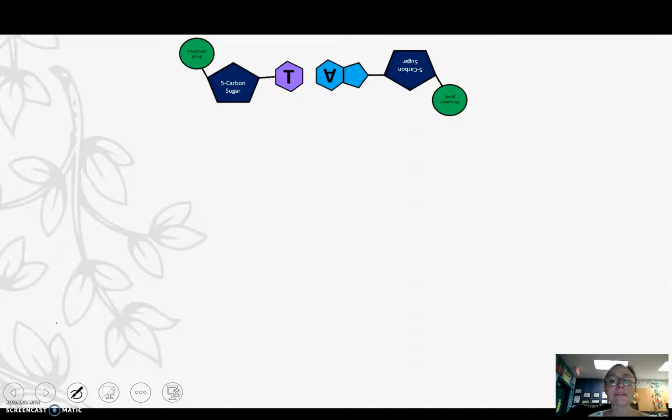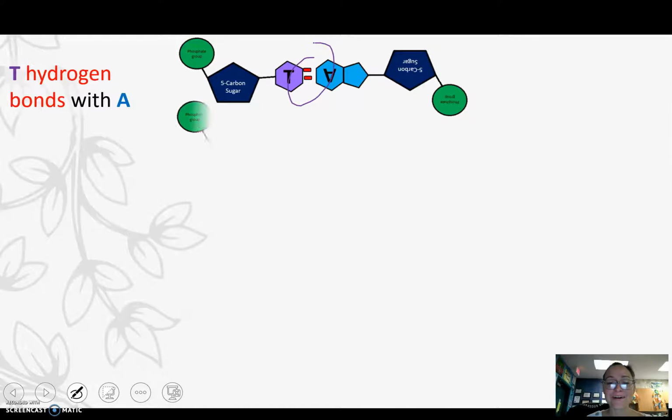When we build DNA, DNA is a double helix, and it relies on nucleotides pairing together. We call this right here a base pair. A pairs with T. And the little red lines right here, those are hydrogen bonds. So the nitrogen bases are held together by hydrogen bonds.